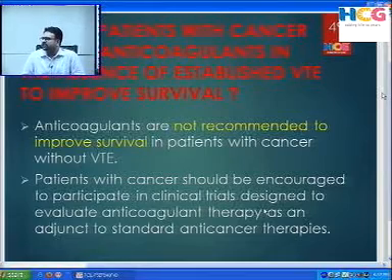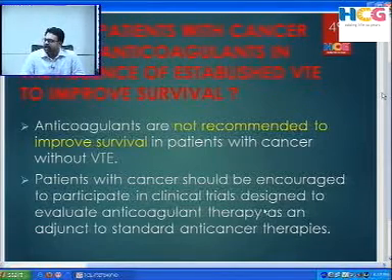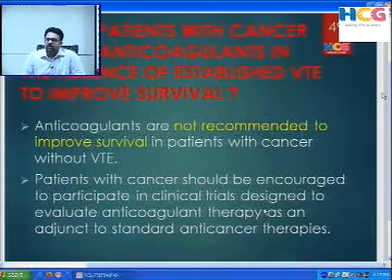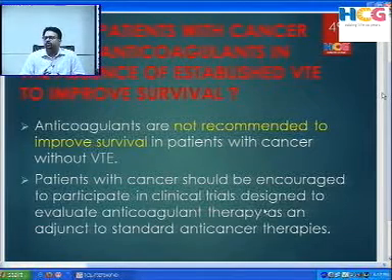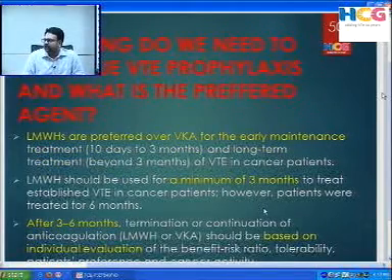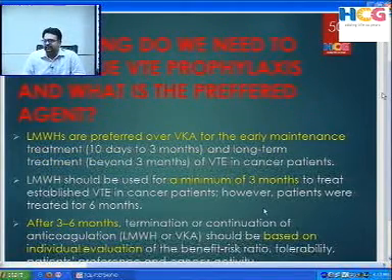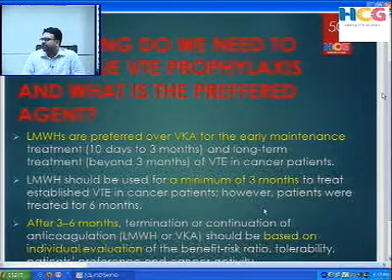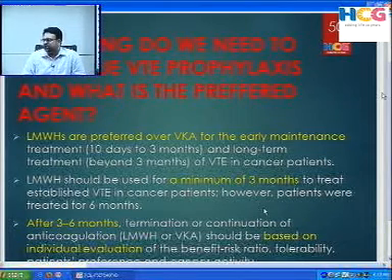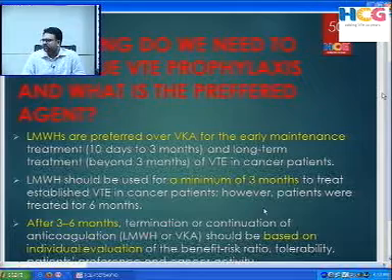So should the patient with the cancer receive anticoagulants in the absence of an established VTE to improve the survival? The anticoagulants are not recommended for improving the survival in cancer patients. And so how long do we need to continue VTE prophylaxis, and what is the preferred agent? Again, the low molecular weight heparin is preferred over warfarin for the early maintenance, it should be continued for a minimum of 3 months.